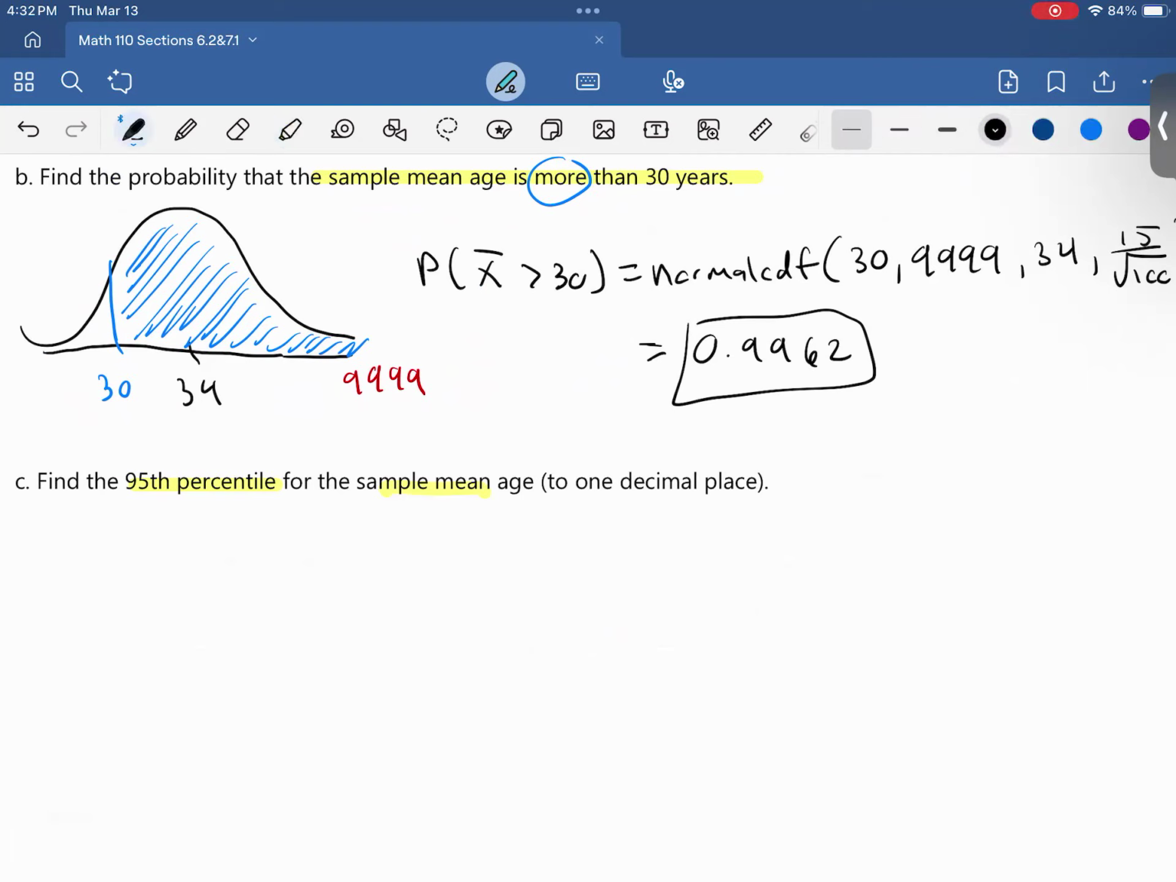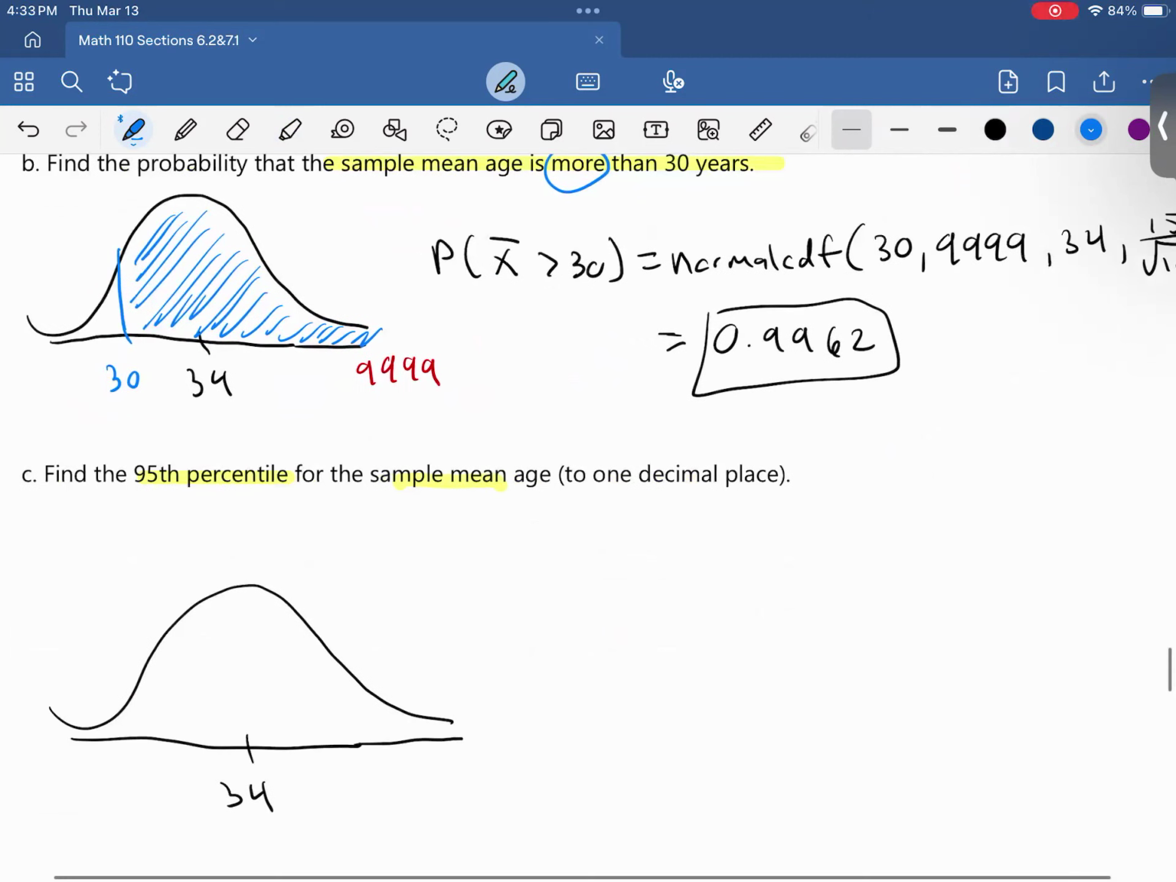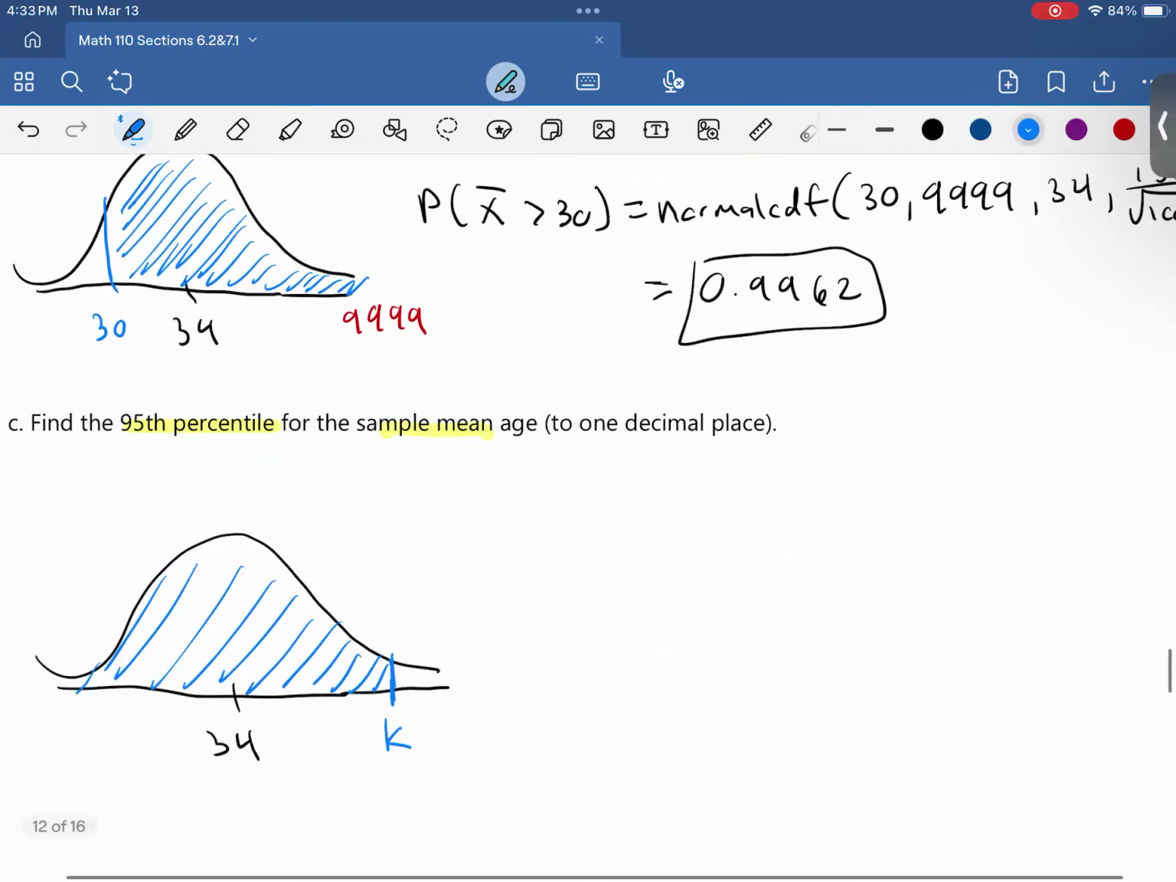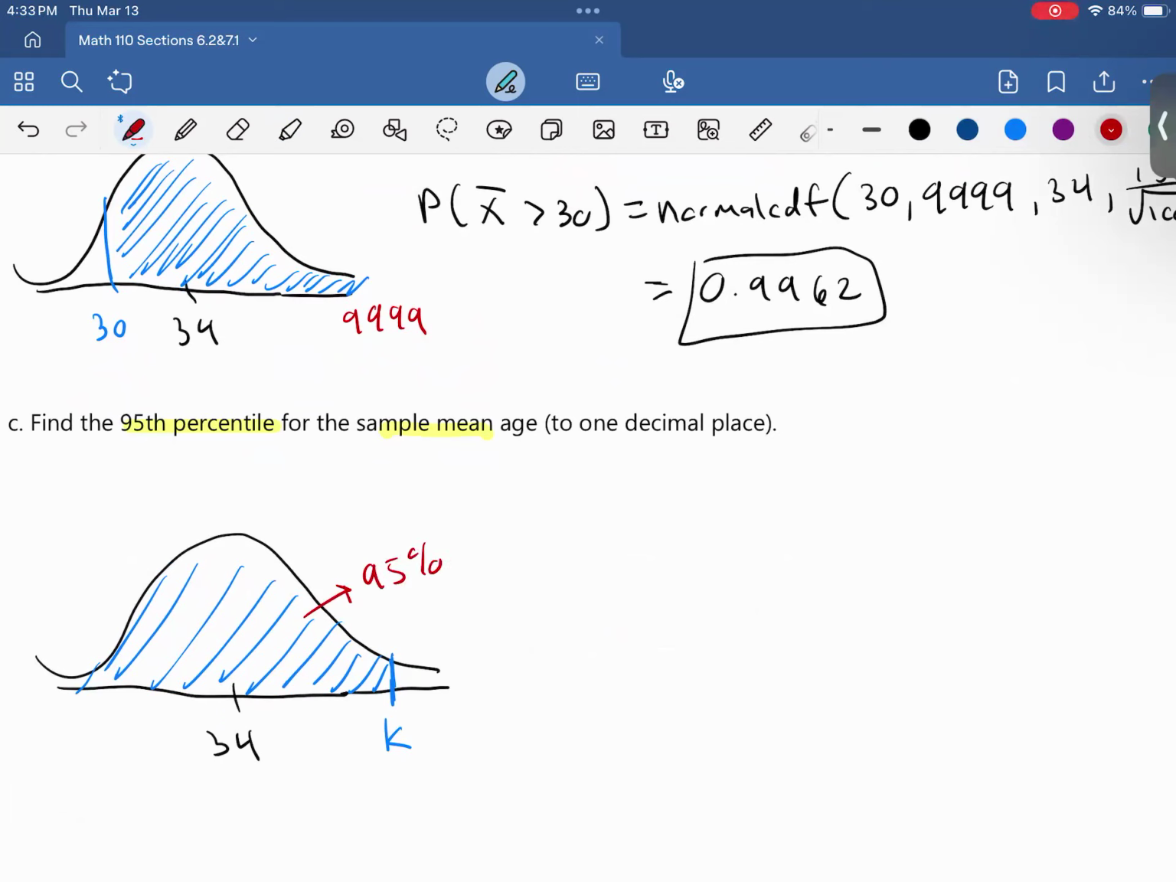Okay, so same thing, distribution. We have a mean of 34. And I want to know the 95th percentile. So I know 95% is going to be way over here to the right, almost the entire distribution. Okay, so what I want to know is what that K value is, because I know this is 95%, the shaded region. So what I need to do is set up my inverse norm. So K equals inverse norm.